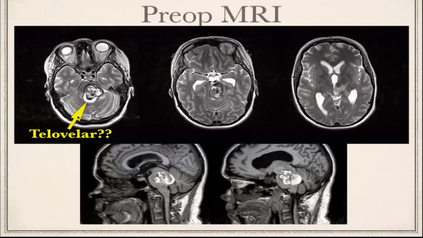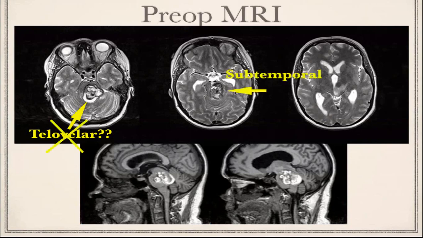Now, here is an important case because you might say, well, the lesion reaches the 4th ventricle. Let's do telovelar. I think this would be a big mistake. She has normal facial nerve function. This is a good example of where step 2 and step 3 of my table contradict each other. Step 2 might tell you to do this, but that's not the safest approach.